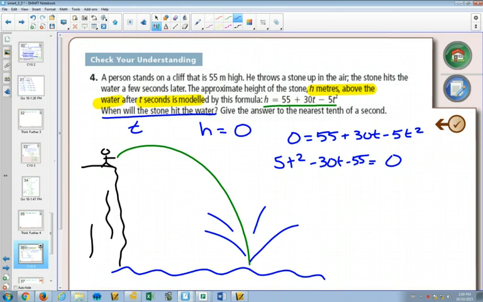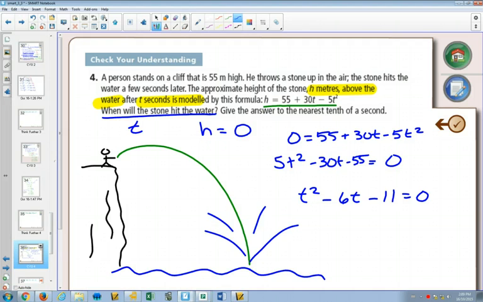Then with completing the square, we need to have an x squared all by itself. It doesn't matter which side it's on. But because in this form the t squared's on the far right, and we're used to having our x squared on the far left, you could rearrange it so that it works out that way. Now I'm going to divide everything by 5. And we get t squared minus 6t minus 11 equals 0. Because I divided everything by 5.